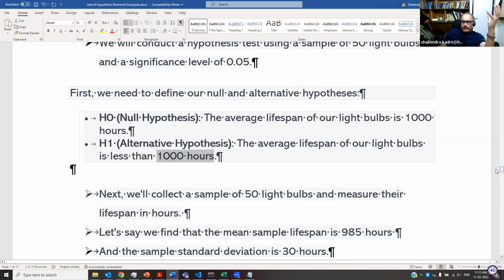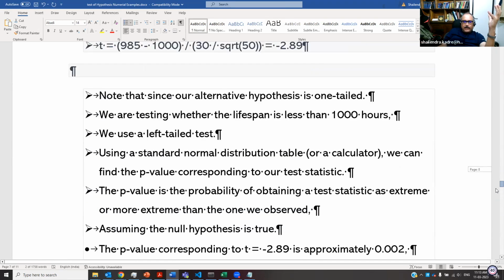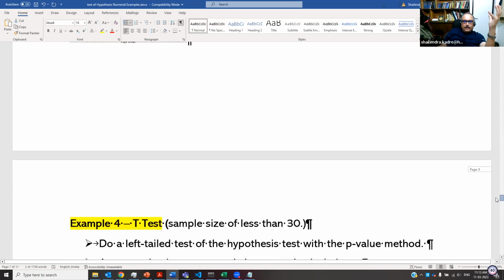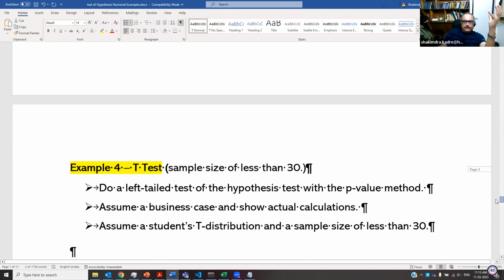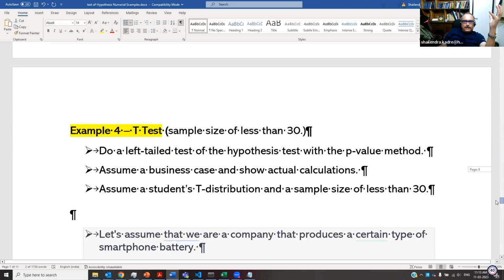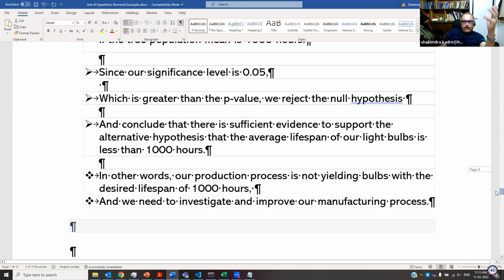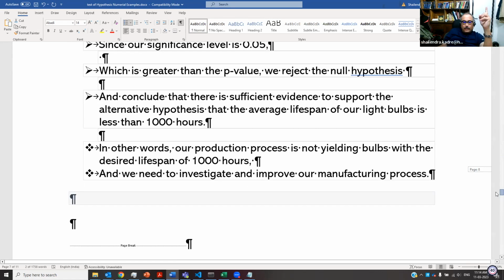Okay, this is a left tail test. So in the interest of time, I will quickly jump to the T test. Above, our sample size was 50, which is more than 30. 30 is the magic number, you remember. If more than 30, we go for the standard normal test. If less than 30, we go for the T test.